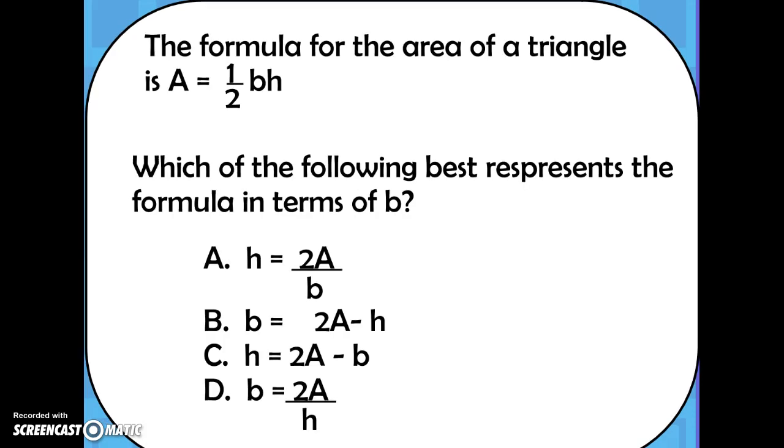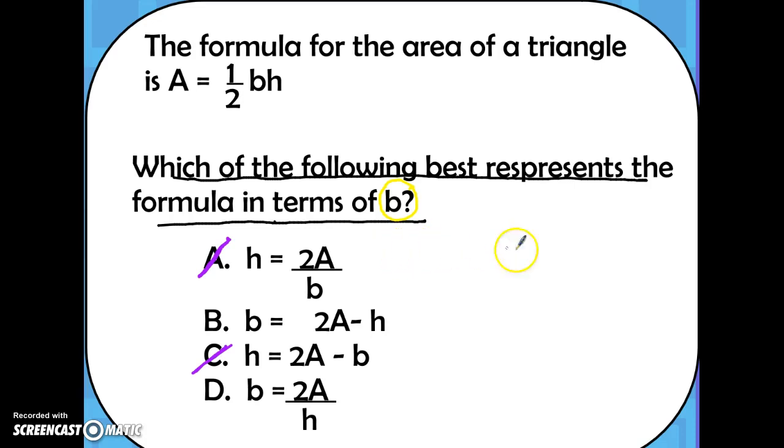The first question is the formula for the area of a triangle is A equals 1/2 BH. Which of the following best represents the formula in terms of B? So we're solving for B. Let's go ahead and underline that. The key word here is B, and so we can automatically knock off some of these answers. A is solving for H. C is solving for H. So now we have a better chance of getting the right answer.